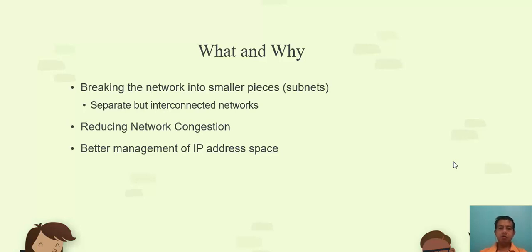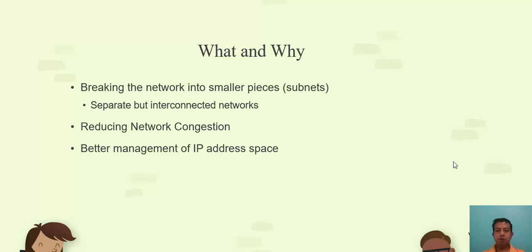One requirement is to reduce network congestion. As the network grows, say I connect more and more computers in my network, the amount of congestion would increase because a message has to traverse along the whole network. Now if the message can be restricted within a small subnet, a part of the network, obviously the total congestion will come down. The other important aspect about subnetting is that it helps in better management of IP address space.